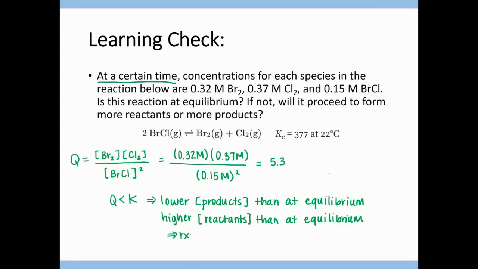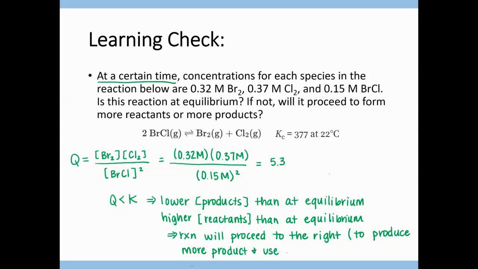which means the reaction will proceed to the right, to the product side, to produce more product and use up more reactants. That is required for the reaction to reach equilibrium.